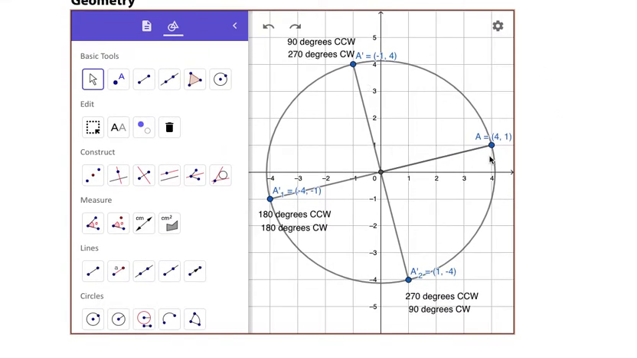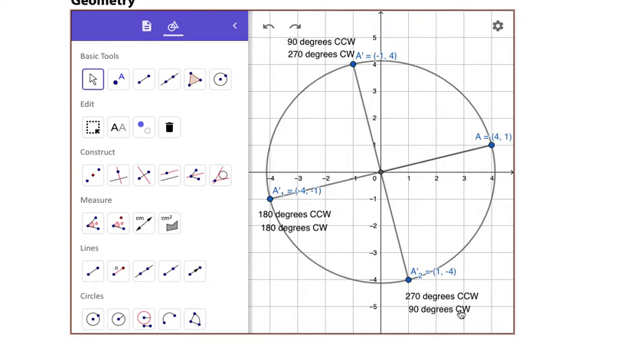So the first pattern I want you to notice is that when we look at the degrees counterclockwise versus the degrees clockwise, in order to land in the same spot, right, the whole circle is 360 degrees. So this sum, adding these numbers, will always be 360 degrees. Going 90 degrees counterclockwise will always be the same as going 270 degrees clockwise.